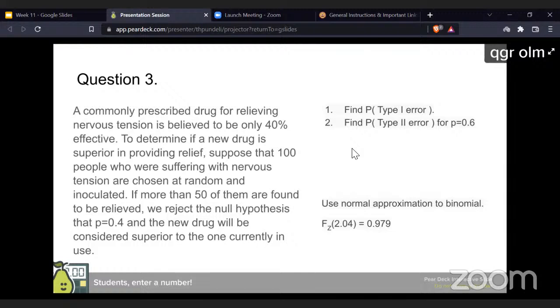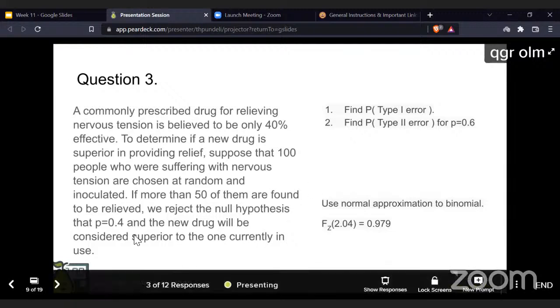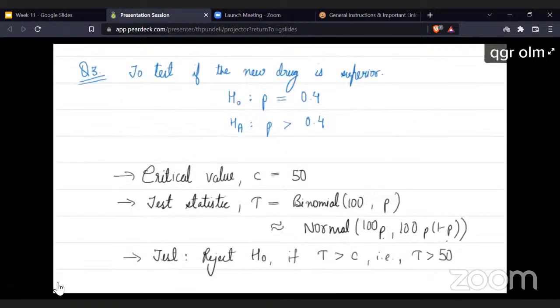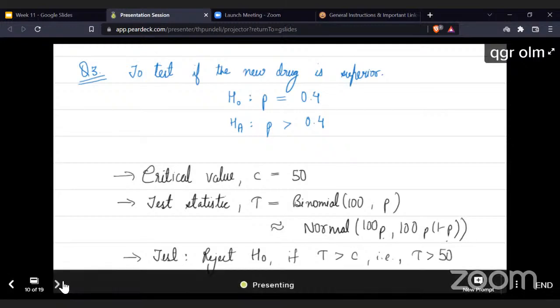So it means the alternate is greater than 0.5. So you have to find the type 1 error and type 2 error here. So all this you already know, right?